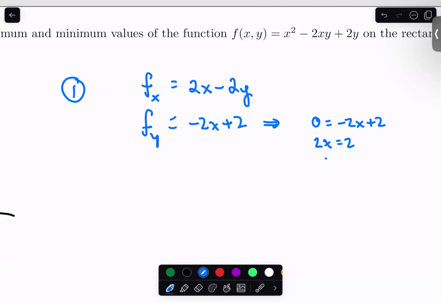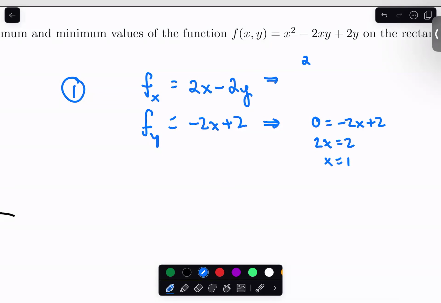that would require that x is equal to 1. So if I want my y derivative to be 0, the only way is if the x coordinate of those points is equal to 1. But remember, I want not only my y derivative to be equal to 0, but I also want my x derivative to be equal to 0.